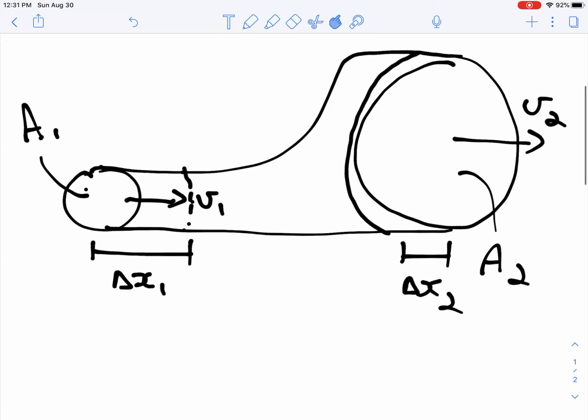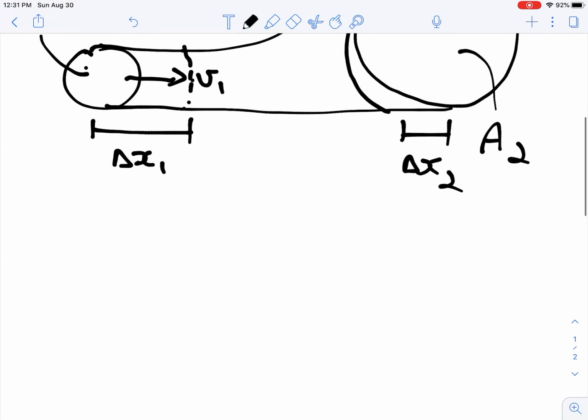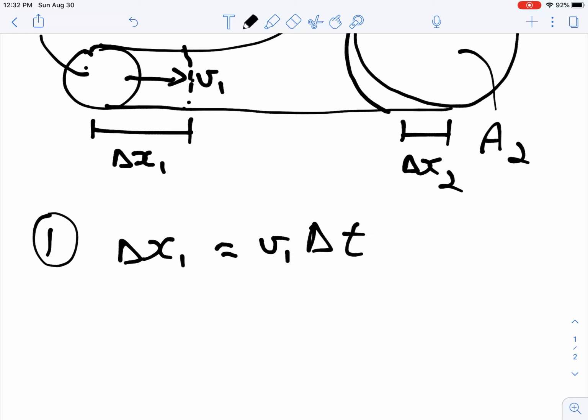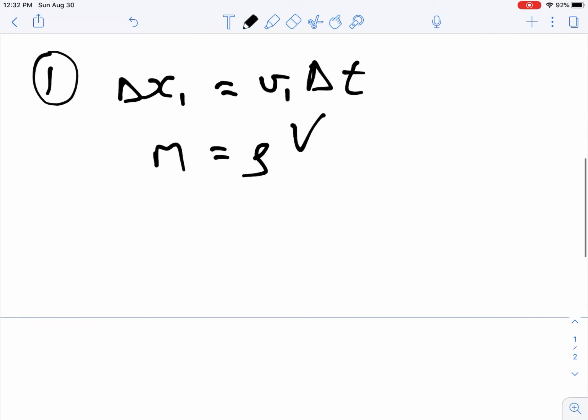Okay, so what is our continuity going to look like? Well, we know the fluid entering area 1 is going to travel a displacement delta x1. Right? It's going to travel through some displacement, and by doing that I'll get some volume. And just to remind you, in case you forgot, that displacement will relate to the velocity in that way. Now we also know the mass in area 1, the mass of that fluid that enters the pipe, is going to be equal to density times volume. Agreed? I don't know why I asked, you guys can't answer anyway, so hopefully you agree.